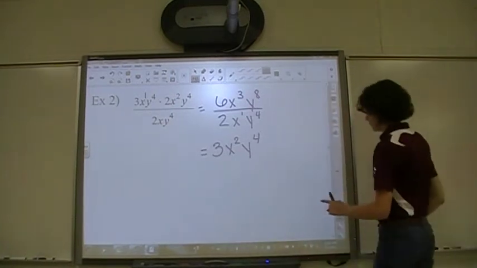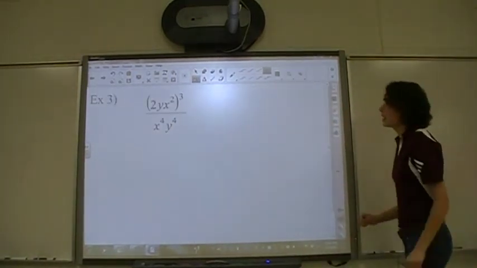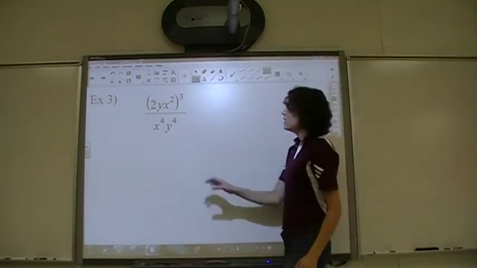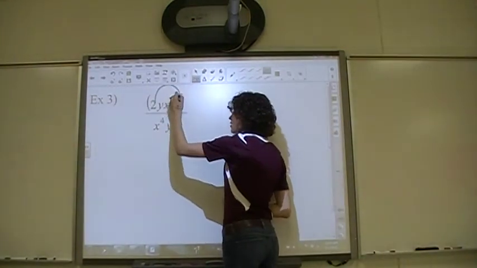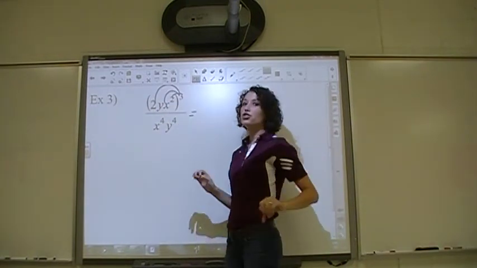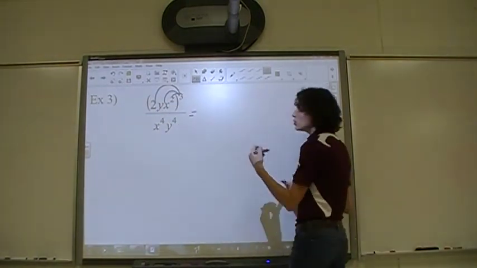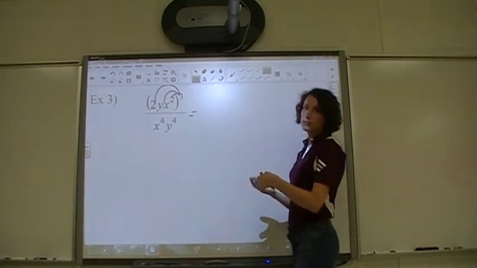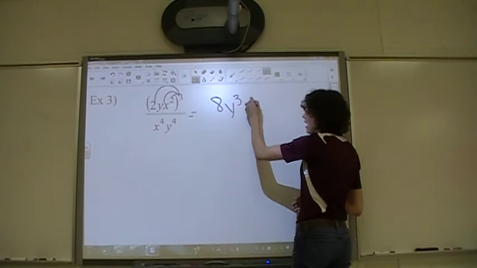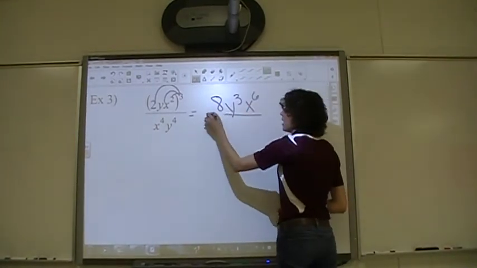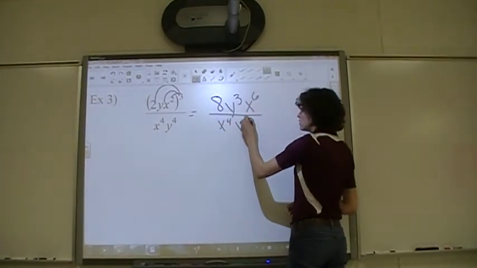Let's try another one. Alright, let's go ahead and look at this one. Now we have to work with this on top and get rid of that cubed. So we want to take that and distribute that cube to all of them. Make sure you include the 2. So 2 cubed is 8. 2 times 2 is 4 times 2 is 8. y cubed, x to the 6th. Then on the bottom, you just have x to the 4th, y to the 4th.